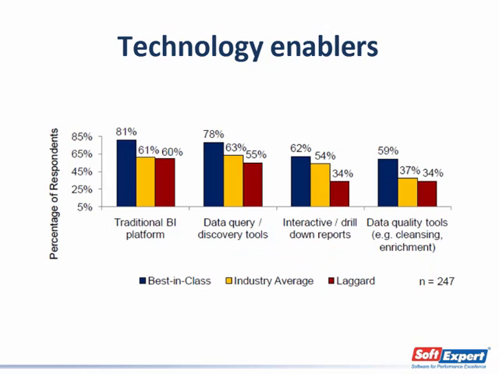And still in the same research, the technology enablers. Transforming raw data into deliverable insight requires not only strong organizational capabilities, but also judicious use of the right technologies. So the top one you can see is the traditional BI platform.